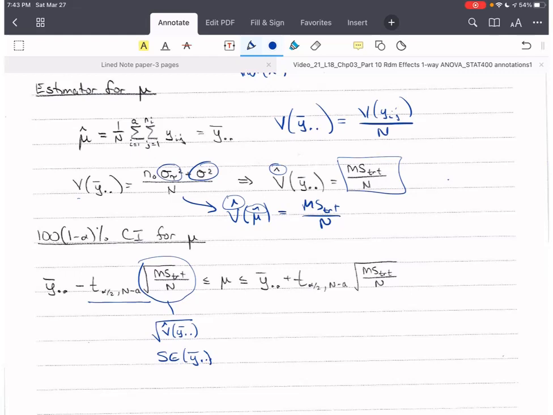We'll take care of it that way. And this is the critical value. So we have a minus and we have a plus. We've done the derivation for this earlier in the fixed effects, so I won't do it again. So this is our confidence interval.